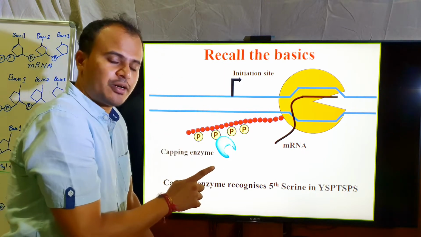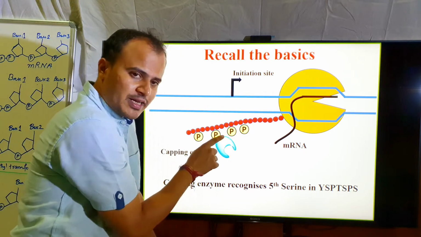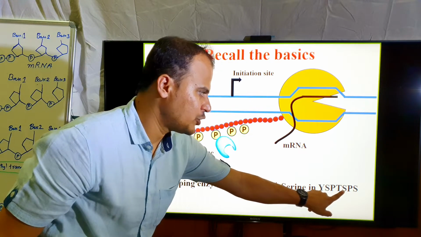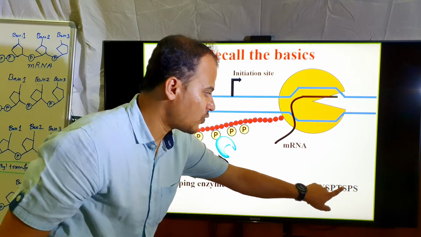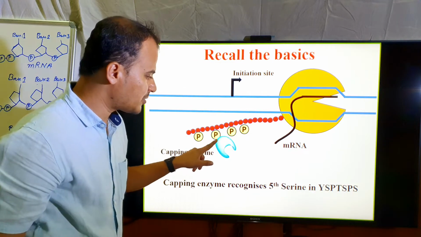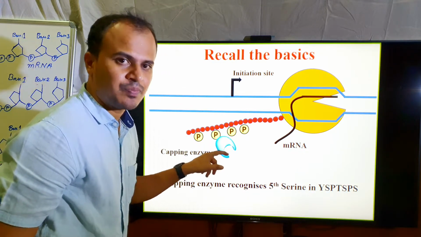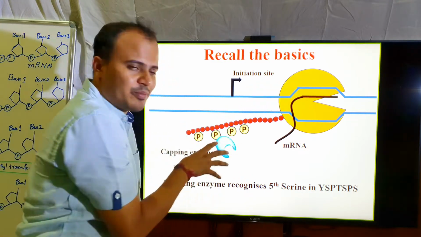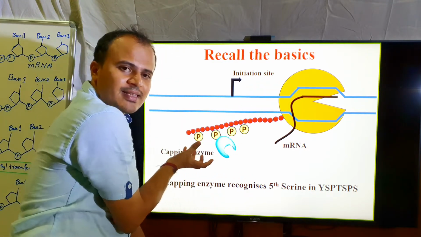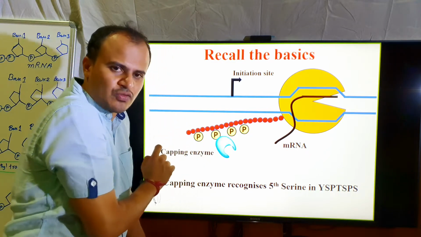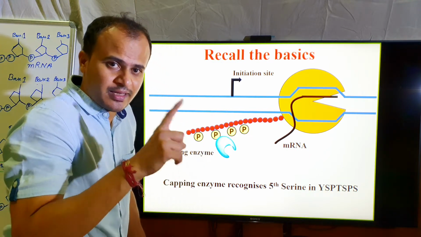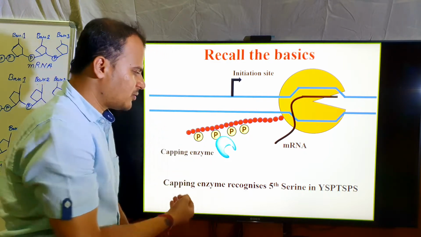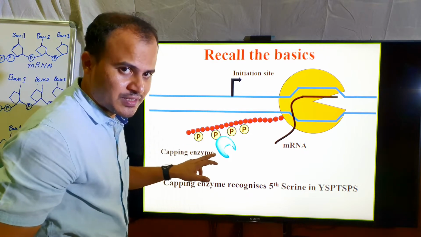So it is very important to remember, among YSPTSPS, the fifth serine residue is phosphorylated. This phosphorylated serine residue is recognized by a protein called the capping enzyme. So it is like RNA polymerase is carrying this capping enzyme through its phosphorylation. So this is where the importance of the phosphorylation lies. Now, what is the function of this capping enzyme?